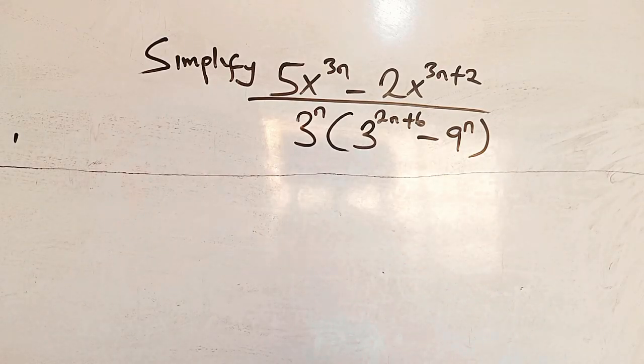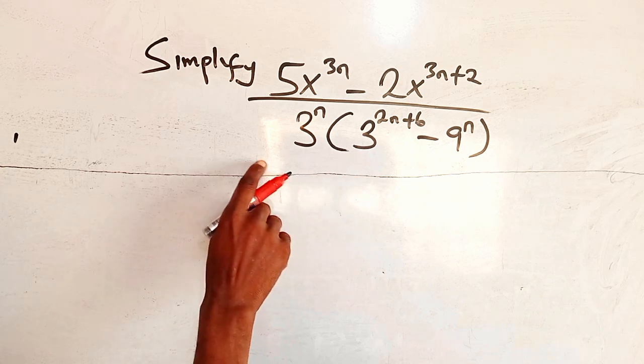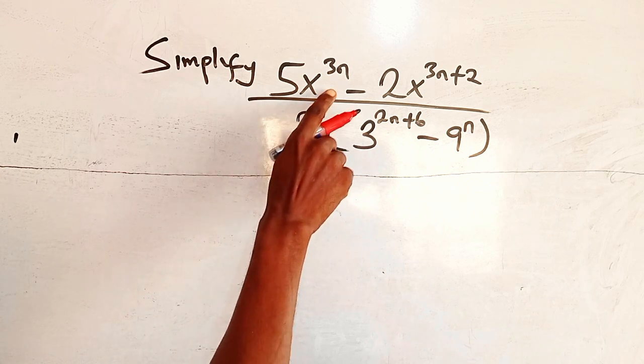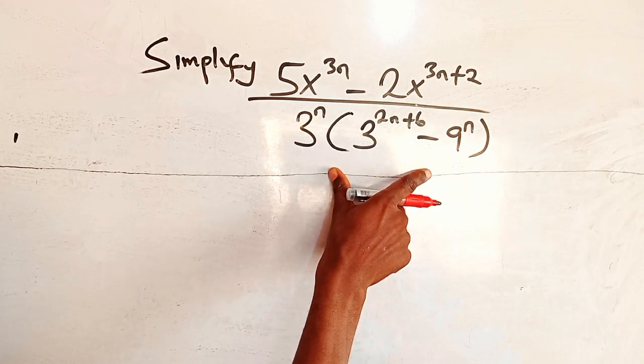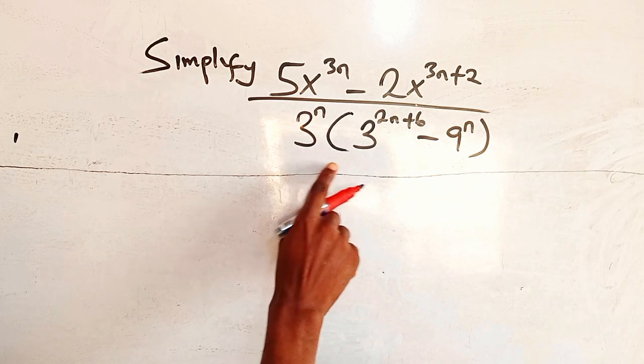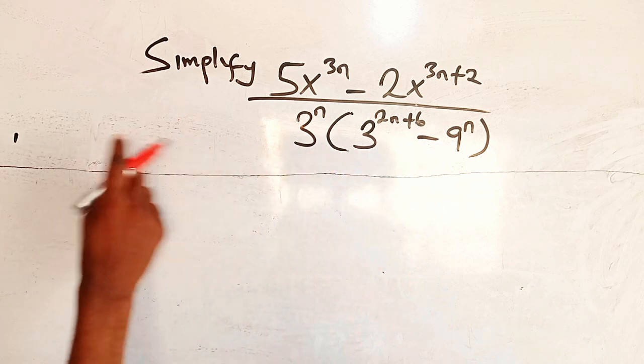The question says simplify this rational expression. So we have 5 raised to power 5 times x raised to power 3n minus 2 times x raised to power 3n plus 2, divided by 3 raised to power n times everything in the parentheses here. Okay, how do you solve this? Solution.